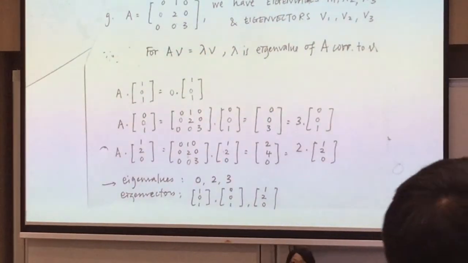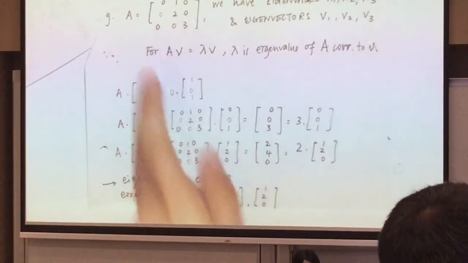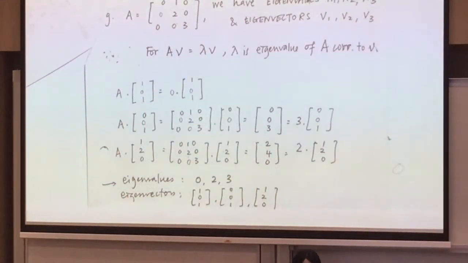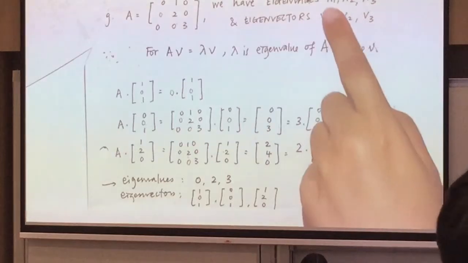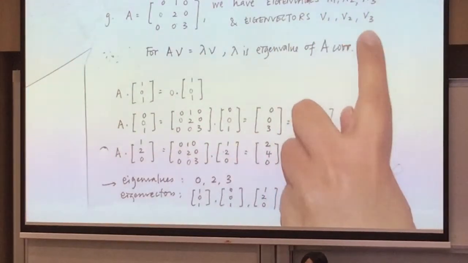In mathematics, for instance, if A is [1 0 0; 0 2 0; 0 0 3], you see that it's a 3 by 3 matrix. So in a 3 by 3 matrix, you have 3 eigenvalues and 3 eigenvectors. Eigenvalues will be lambda 1, lambda 2, lambda 3, and eigenvectors will be v1, v2, v3.